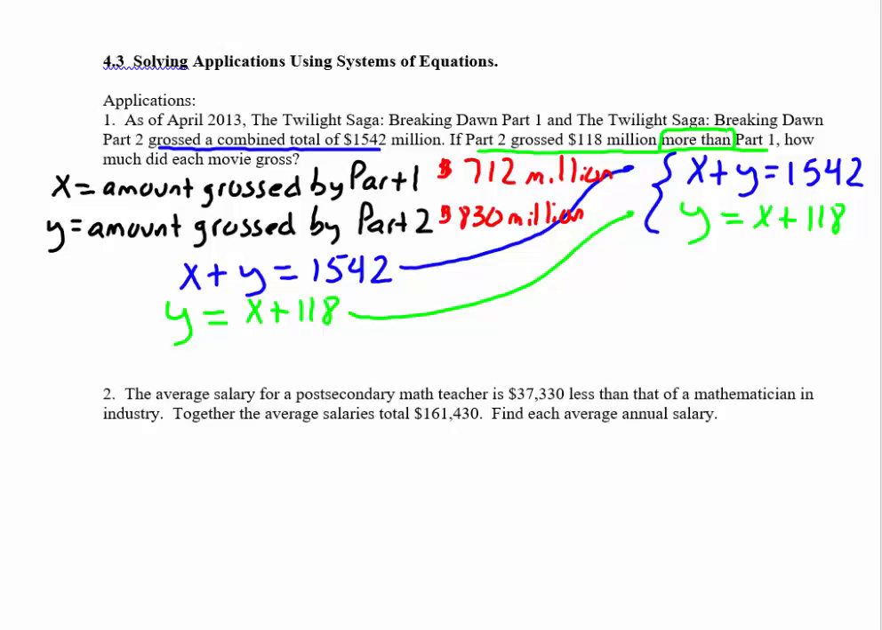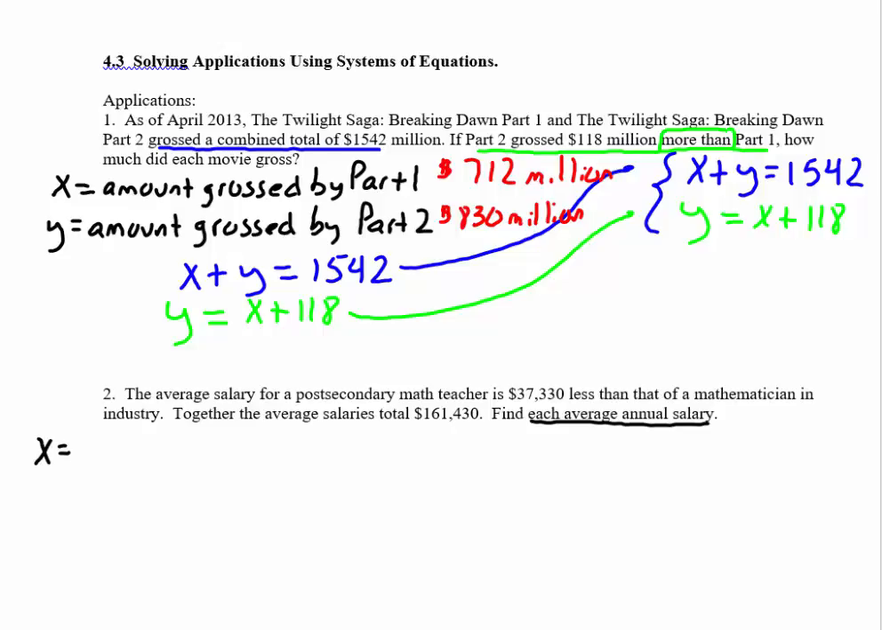Number 2. The average salary for a post-secondary math teacher is $37,330 less than that of a mathematician in industry. Together, the average salaries total $161,430. Find each average annual salary. So again, looking at what the question is asking, it wants the annual salaries. So we have two things. We have a teacher and a mathematician.